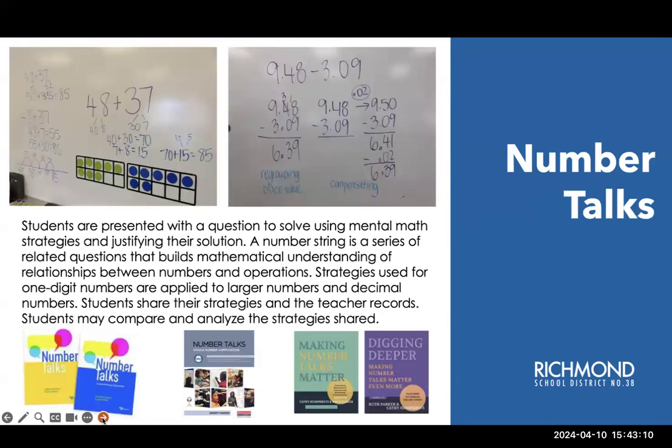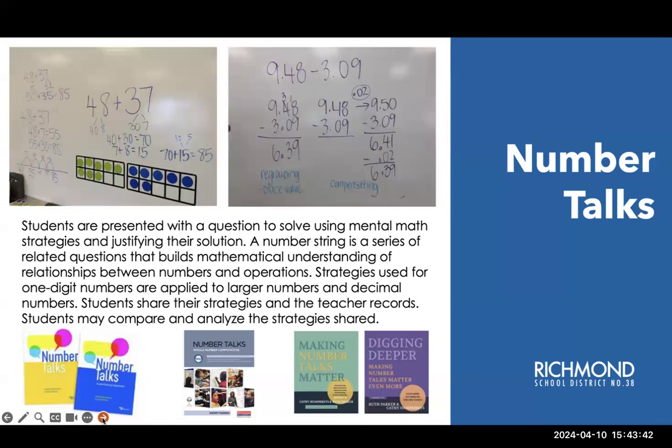Number talks is probably the foundational instructional routine for developing computational fluency, and is one of those routines that you need to do all year long. So students are developing and hearing other students share an understanding of different strategies. Essentially in a number talk, students are presented with a question to solve using mental math strategies, and they justify their solution. So for example, on the left, this would be a grade 2 question, 48 plus 37. And then what are all the different ways you can solve that?